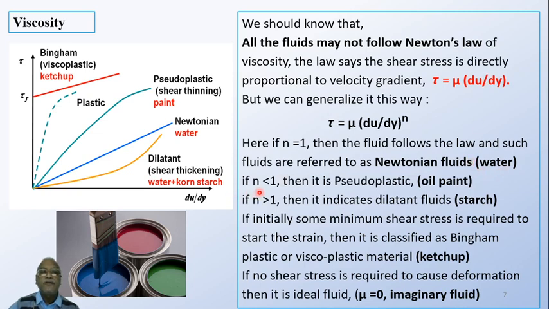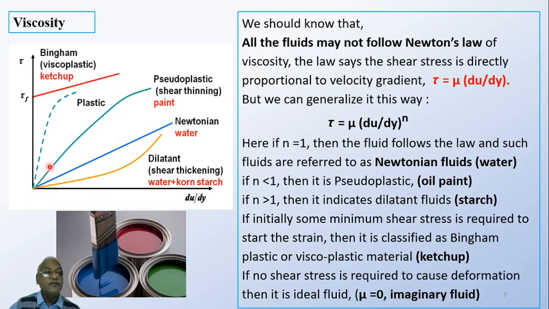Now, if n is less than 1, maybe this value is 0.7, 0.8, like that, then it will be referred to as a pseudoplastic, like paint, or whatever way the paint behaves here. You know how thick the paints are, oil paints are.